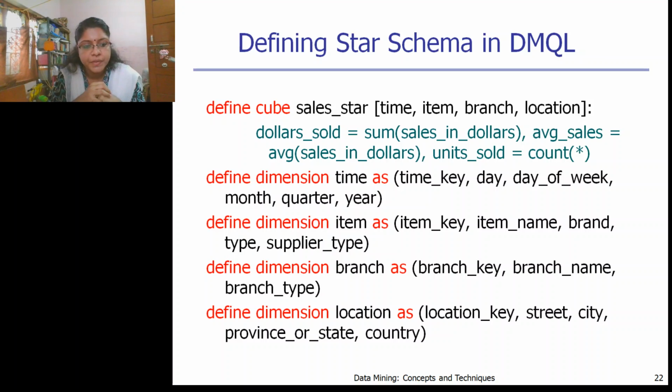Next is the dimension table. Define dimension time as the fields in it: dimension key, day of the week, month, quarter, year, like that. Also define dimension item as item key, item name, brand, type, supplier type. Then define dimension branch as branch key, branch name, branch type, and the dimension location as location key, then street, city, province. Just keep this in mind. We will go to that particular schema diagram.